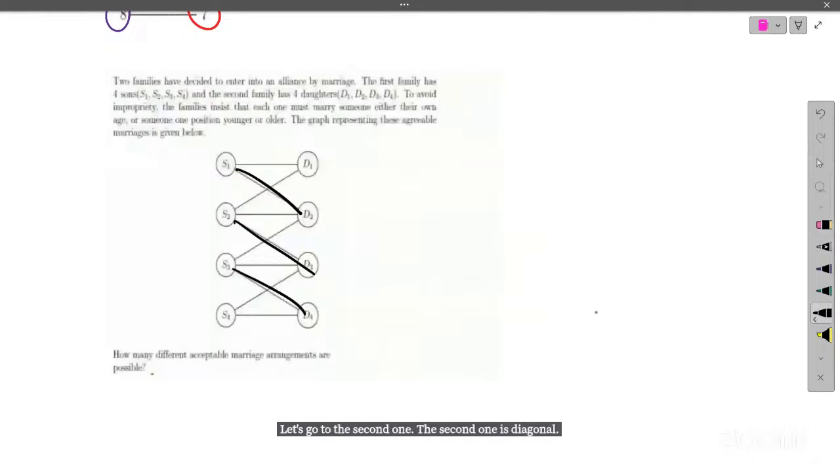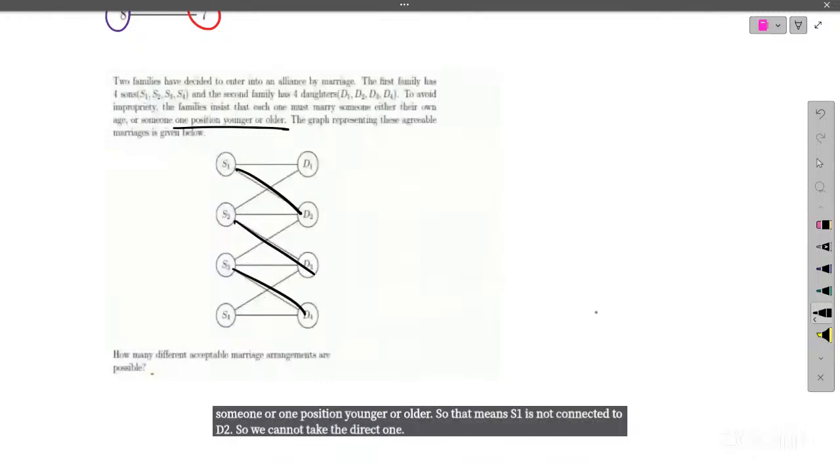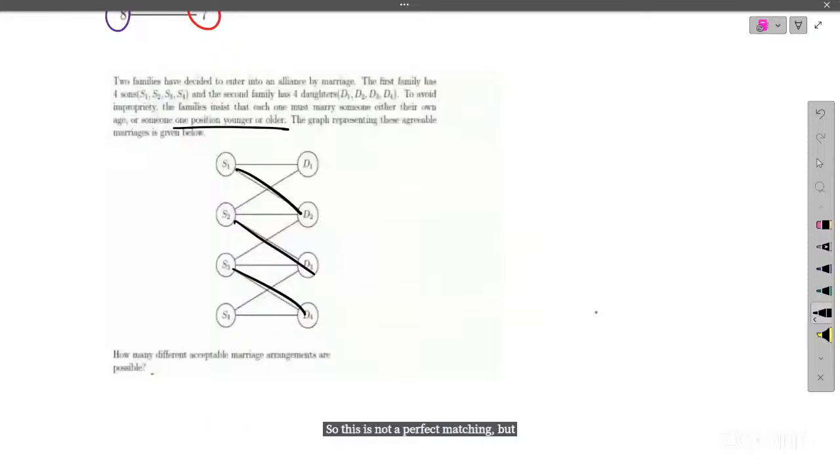Now, what about S4 and D1? They are missing out. No, ma'am. Please consider S1 to D1 or D2. That's the restriction here: someone one position younger or older. So that means S1 is not connected to D2, so we cannot take the direct. So this is not a perfect matching, but this can be one kind of arrangement we can make.